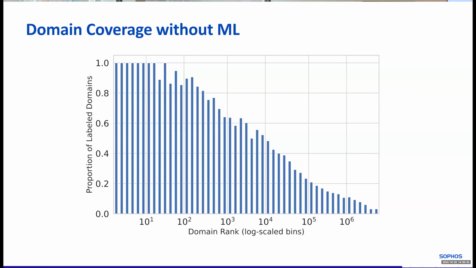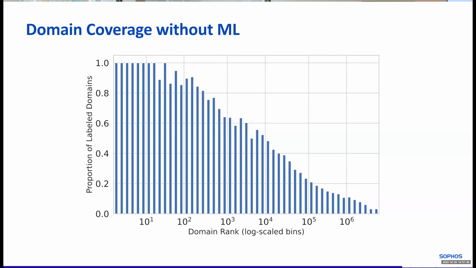But the thing is that we have a finite amount of time, and this is what this plot shows. So on the x-axis, we have the domain popularity on a log scale, and on the y-axis, the proportions of labels that we have. So you can see in the most 10 popular pages or most 100 popular pages, we have 100% coverage. But as we approach the long tail of the internet, we sort of ran out of time and we had no way to keep up. So that's why we need to utilize ML for this.